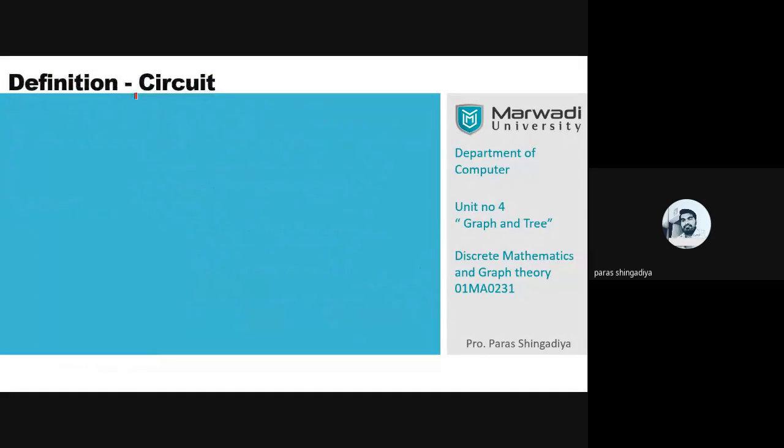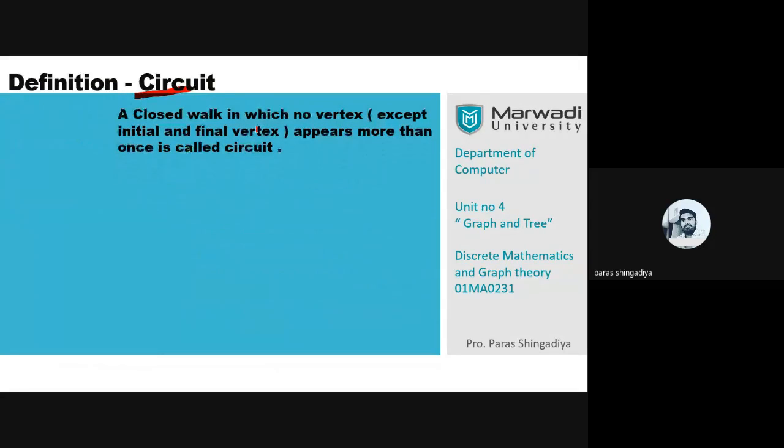And the next one is a circuit. Circuit definition. What is that? A closed walk in which no vertex appears more than once is called a circuit. In the path we considered an open walk, but in the circuit definition we consider a closed walk in which no vertex appears more than once. What is the definition of a path? An open walk in which no vertex appears more than once. But in the circuit definition, it is a closed walk in which no vertex is repeated more than once.